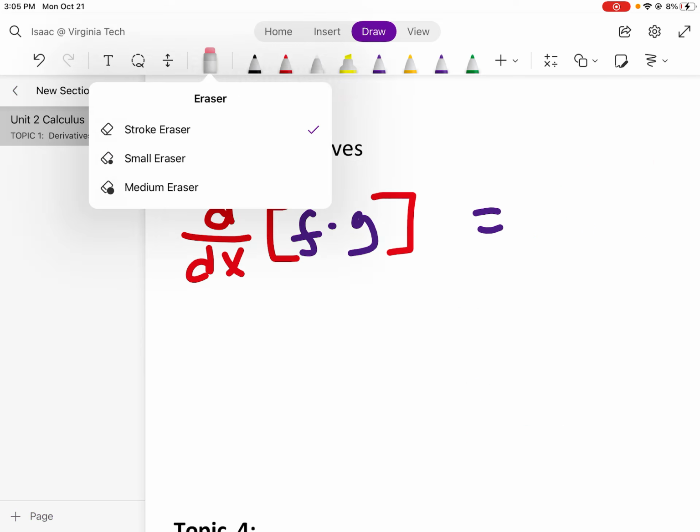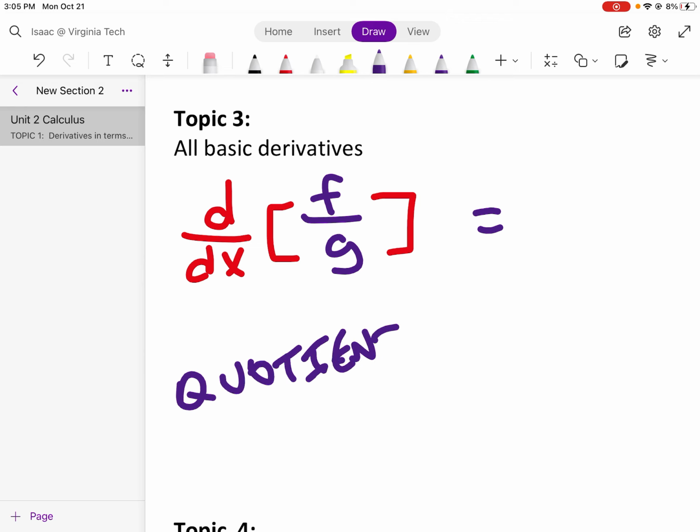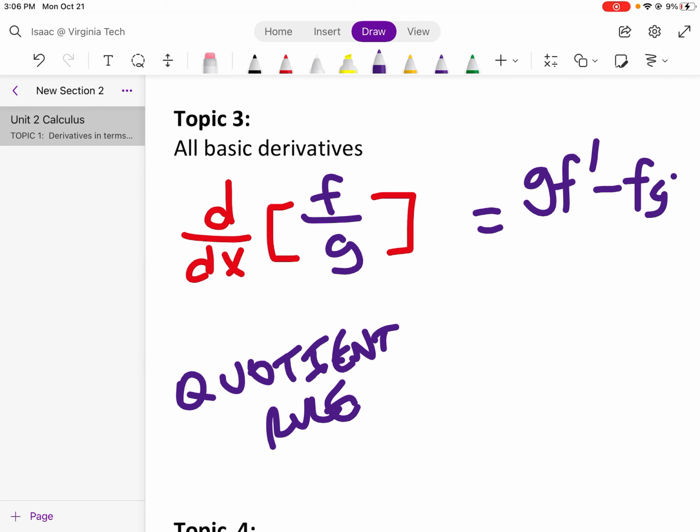Now, one that's a little bit more annoying is the quotient rule. If you have f divided by g, the derivative of those, unfortunately, is not just that. That's not how simple it is. We have to use the quotient rule, which is super annoying in my opinion. Quotient rule. And a good way to remember it, I didn't come up with this, by the way, is low d high minus high d low, divided by g squared, and off we go.